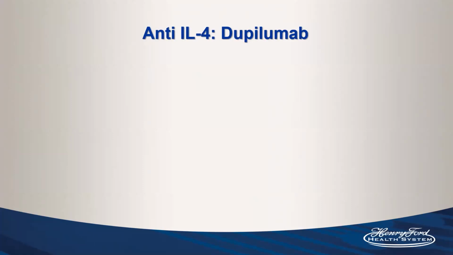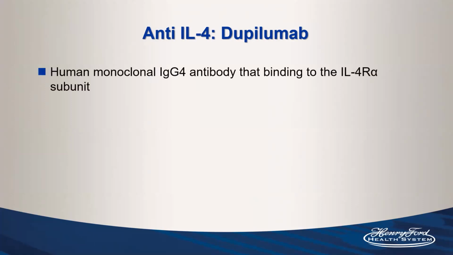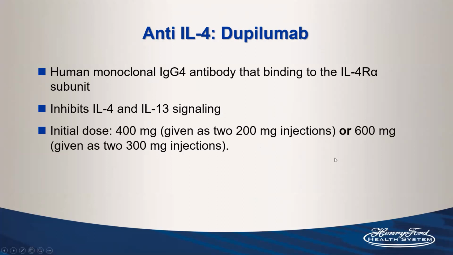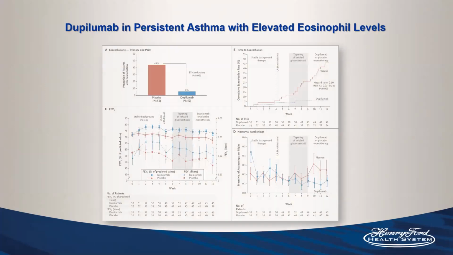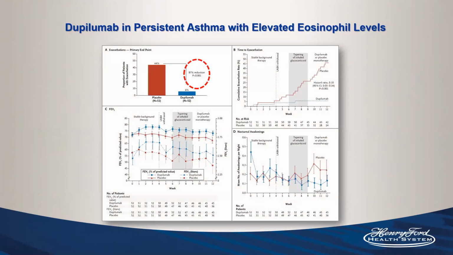Now we talked about the IL-5 drugs and then anti-IL-4. We have dupilumab, which is a human monoclonal IgG that binds to the IL-4 receptor alpha subunit, inhibits IL-4 and 13 signaling. The initial dose is 400 milligrams, 200 milligrams injection or 600 milligrams. And then maintenance is 200 milligrams or 300 milligrams once every 2 weeks. Obviously, it showed reduction in exacerbation rate, time to exacerbation.